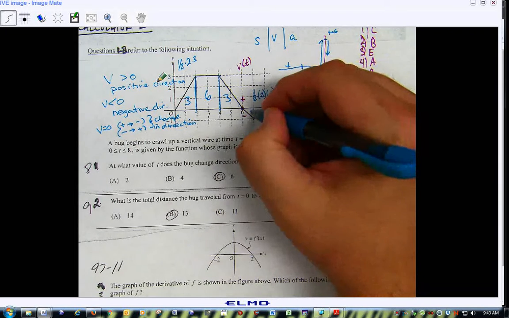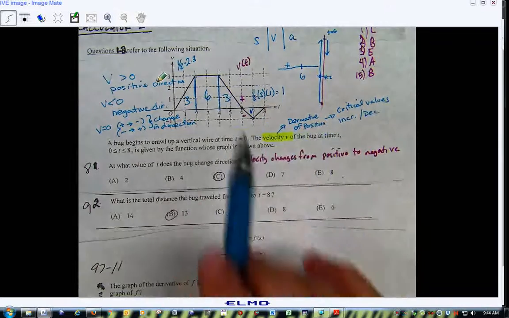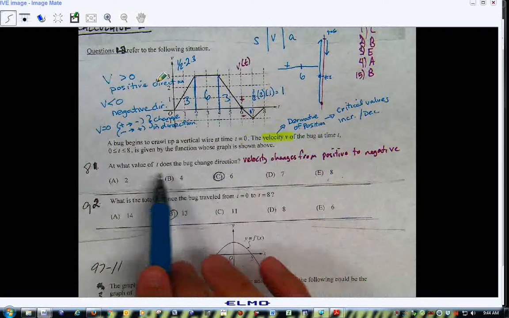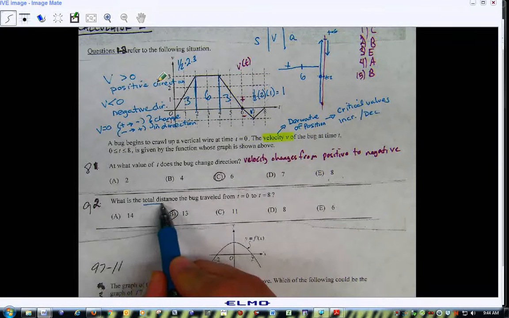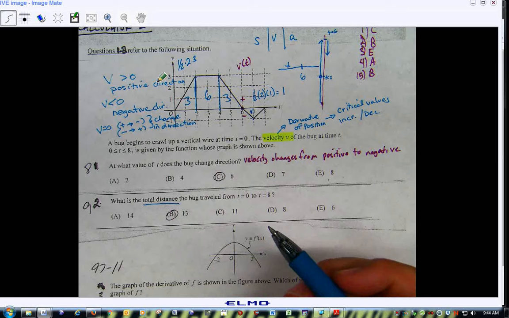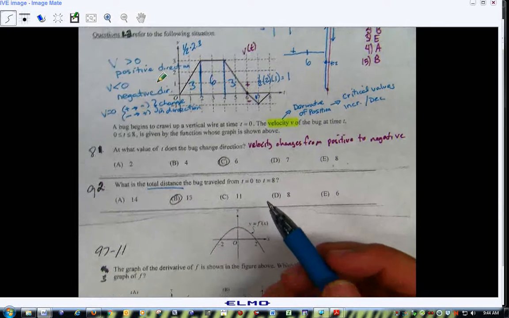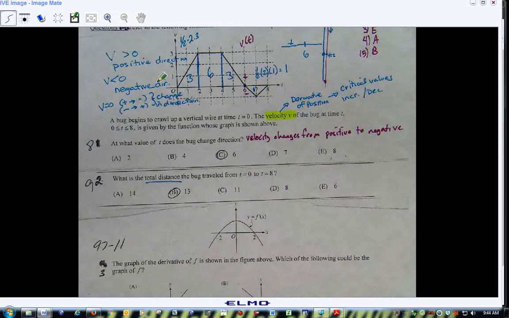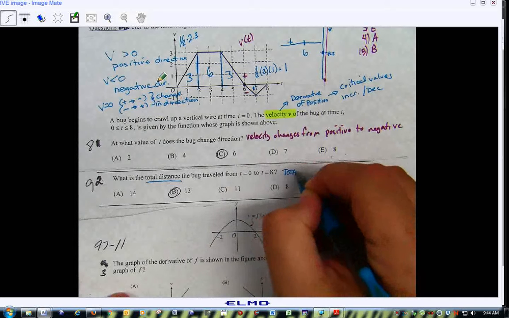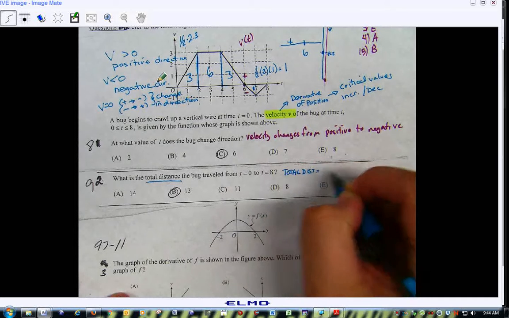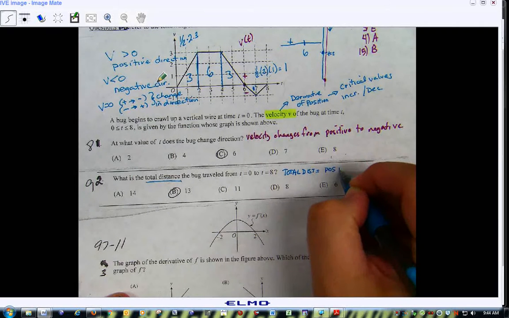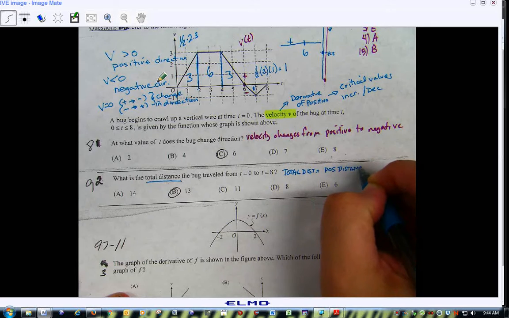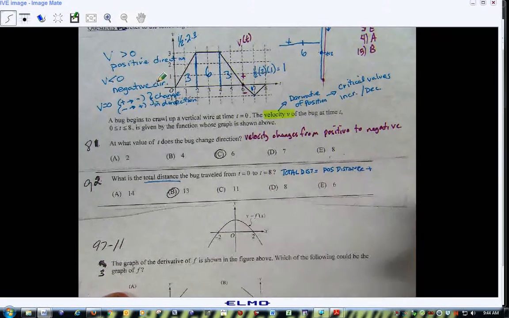Now, the big question is, are we looking for where it ended up, or are we looking for total distance? Total distance. So if we're thinking about total distance, always think, all right, it's going to be the distance that we go in a positive direction and the distance we go in a negative direction. So you can think of total distance as equal to the positive distance plus the negative distance.